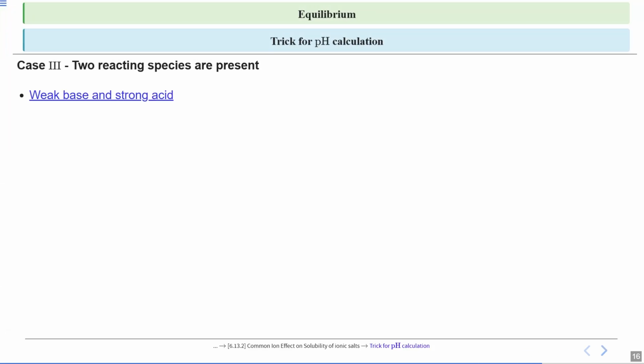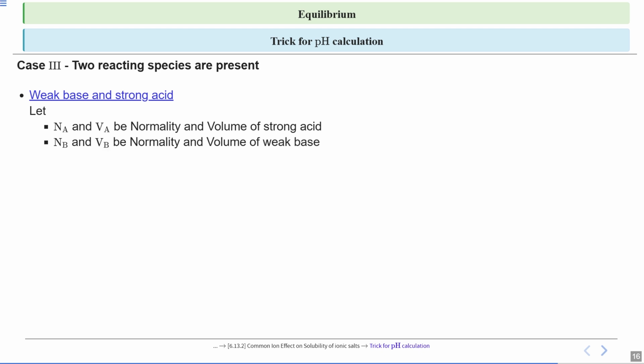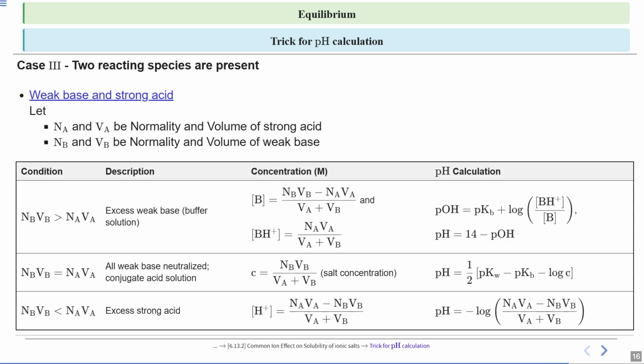Then we have the next case of a weak base and a strong acid. So we just have reversed this situation. Now in that case, we will consider NaVA is the normality and volume of the strong acid, NbVb is the normality and volume of the weak base. If we consider excess weak base, then it will result in a buffer solution, and that also a basic buffer.